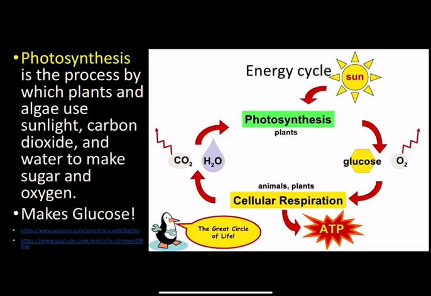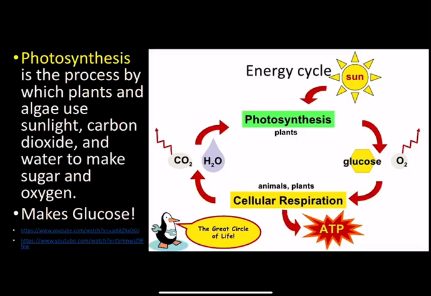Photosynthesis. Photosynthesis is the process by which plants and algae use sunlight, carbon dioxide, and water to make sugar and oxygen. Basically, photosynthesis makes glucose. It makes energy for the cell. Look to the diagram to the right of your screen. This diagram shows us how photosynthesis works. It also mentions cellular respiration.